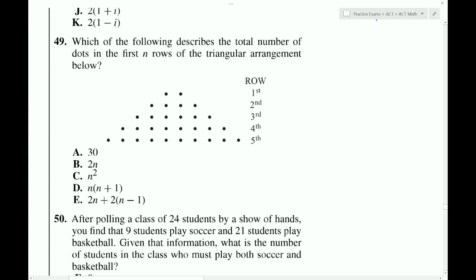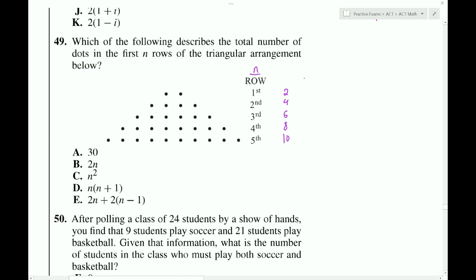Question 49. Which of the following describes the total number of dots in the first n rows of the triangular arrangement below? Alright, so we'll treat this as our input variable n, and if we want to figure out how many dots are in that row, let's see, there's 2 here, 4, and then it looks like 6 and 8 and 10, right? However, that's not quite what they want us to figure out, okay?